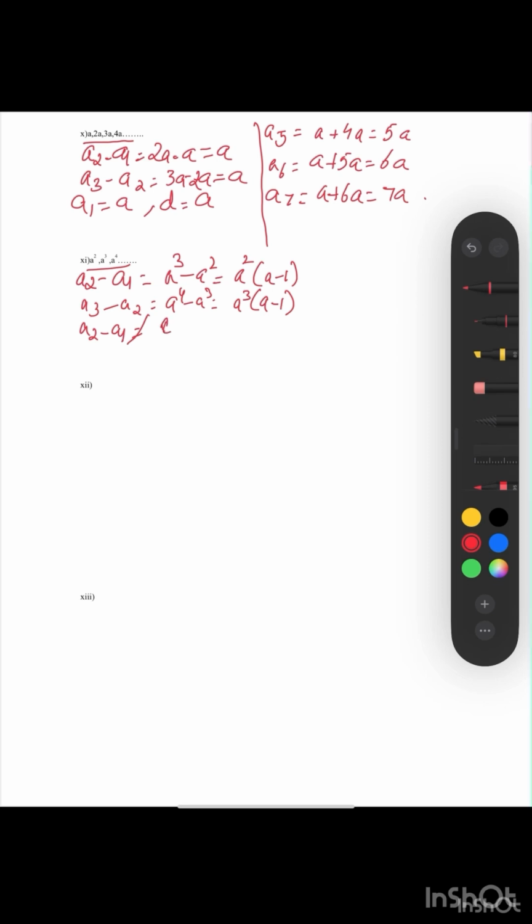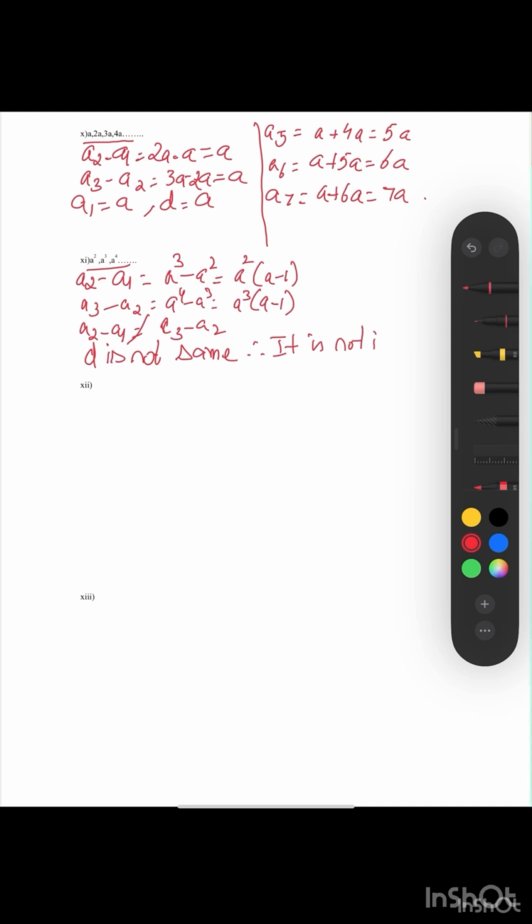To check whether the series is in AP or not, it is compulsory that the difference between two terms should be the same. Over here, since the difference is not the same, the series is not in AP.